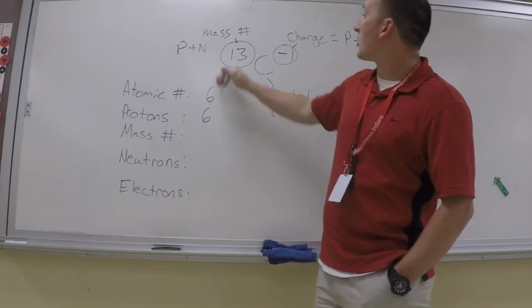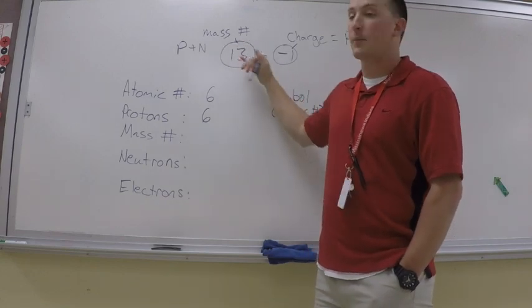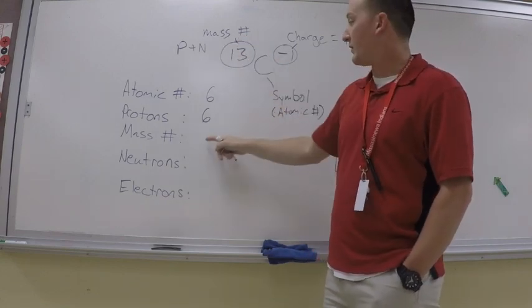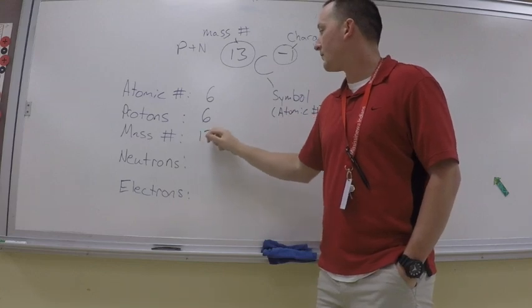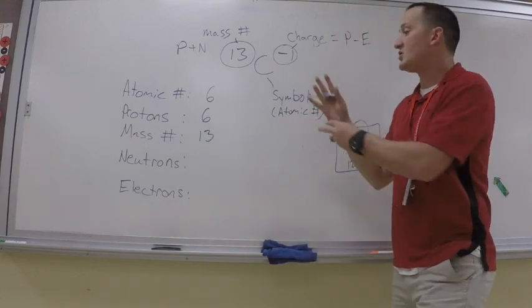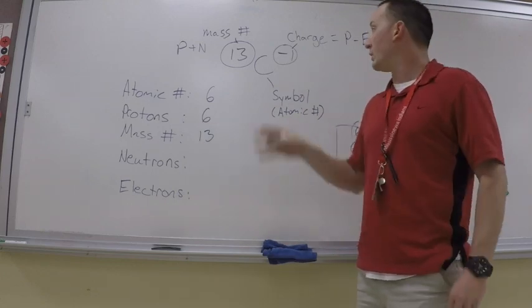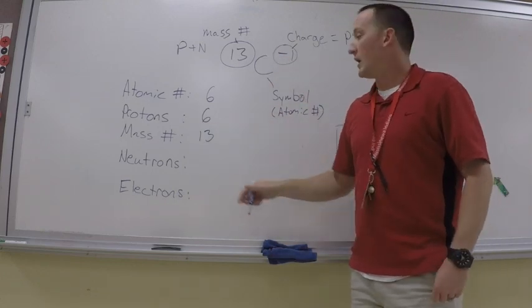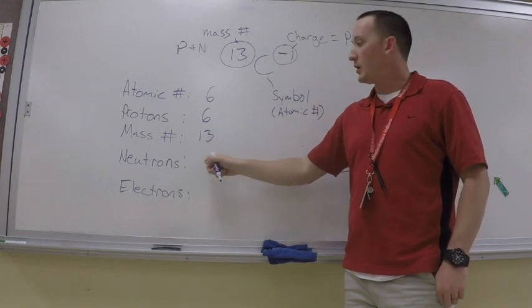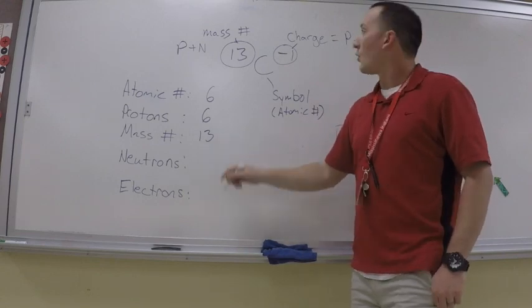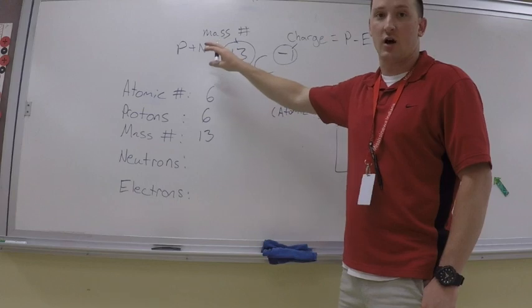Okay? Our mass number is, again, this number that's in the top left-hand corner of the symbol. So that means my mass number here is 13. Okay? So this is just information that's given to us really right off the bat. We could look at the symbol and determine this stuff. In order to determine neutrons and electrons, we have to use these equations that I just talked about.